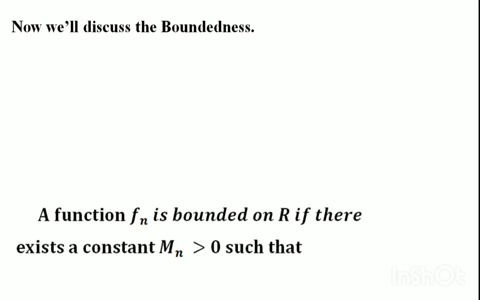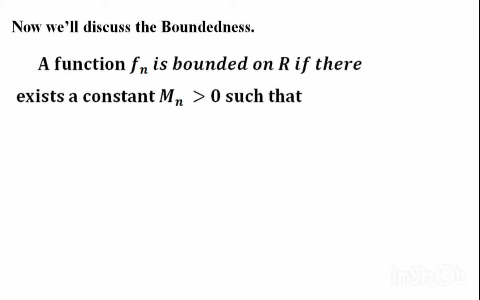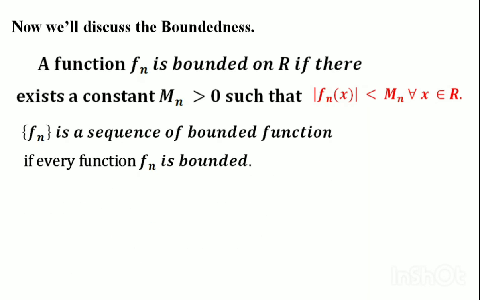Function fn is bounded on R if there exists a constant Mn greater than 0. There has to exist one Mn which is a constant value, a positive number, that gives the boundedness. It has to have the limit. Let's check whether it has the limit or not. fn is a sequence of bounded functions if every function fn is bounded. fn of x equals x e power minus nx square, x belongs to R, n greater than or equal to 1, which has to be less than a point. If the entire function value is below that point, it's bounded.